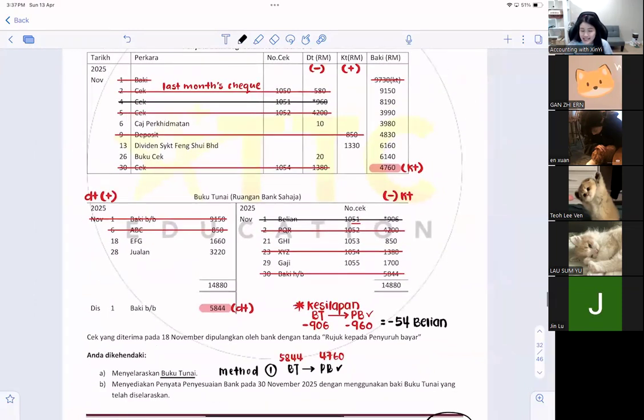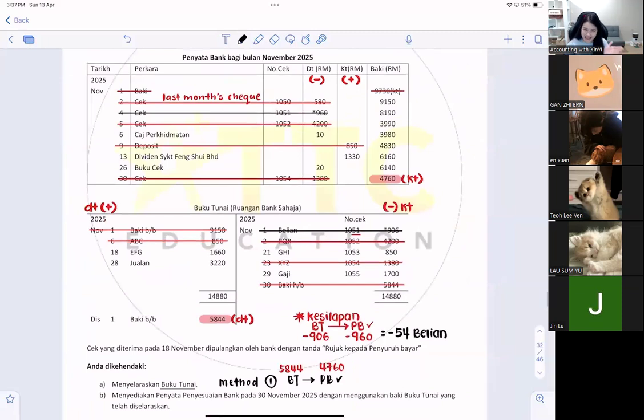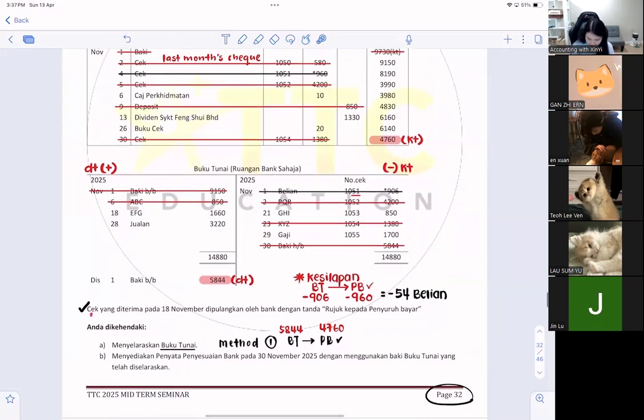Okay, and now guys, what is left in your Penyata Bank as well as Buku Tunai will be of the 4 factors. That is cek talayan, ketinggalan, CBD, and DBD. So among the 4 factors left, one of them must rely on the question over here. Do you see what they say? Cek yang diterima pada 18 November dipulangkan oleh bank dengan tanda rujuk kepada penyuruh bayar.